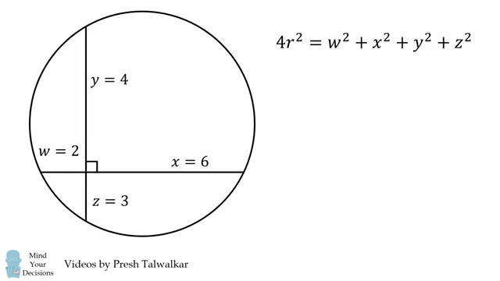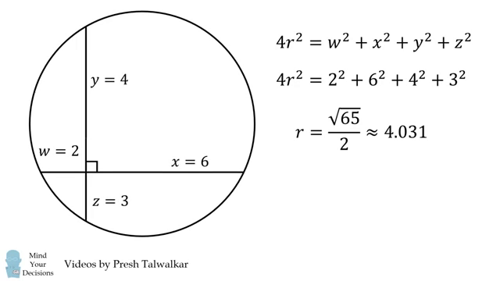So we now have all 4 values, and we can simply substitute them into our formula and solve for the value of the radius, and we'll get the square root of 65 all over 2, which is approximately 4.031. Wow, that's a very direct way to solve this problem. But what if you didn't know this formula? Well, let's actually prove why it works.